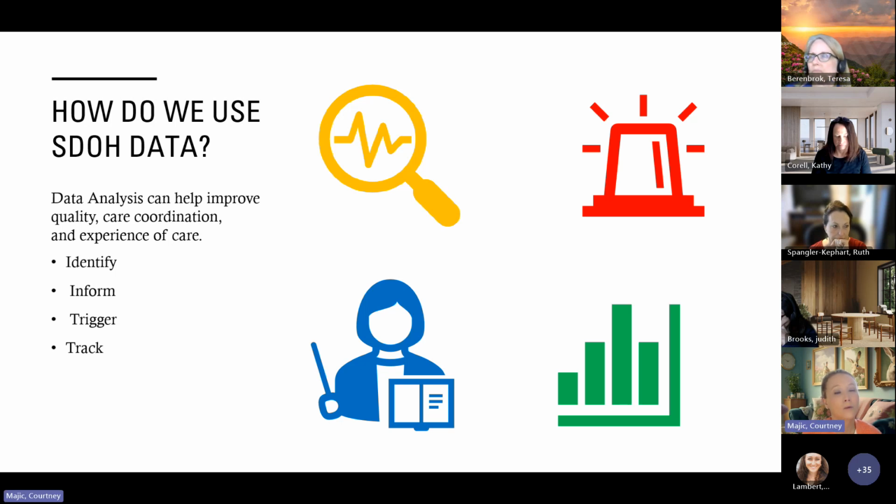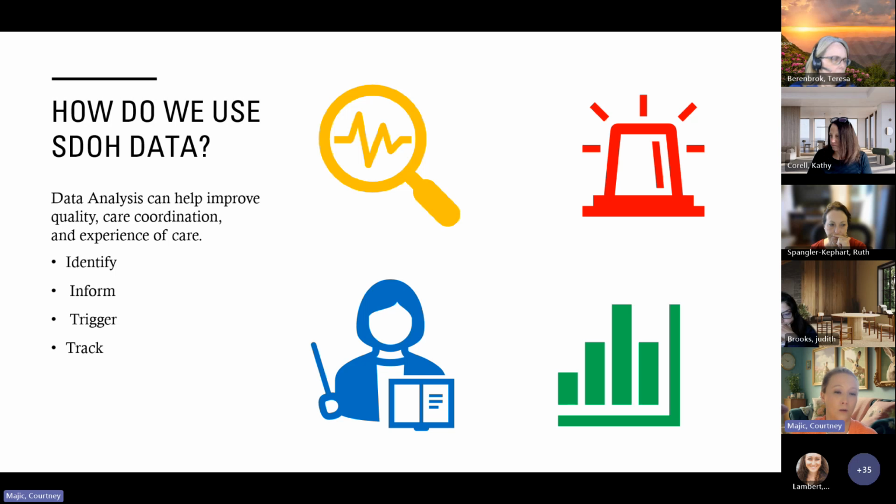Now, how do we use this data? We've talked about what the social determinants of health are, who can collect them, what the negative impacts are, and how we can help support the importance to providers and caregivers of screening and documenting these. Once we have all of that covered and we're starting to get the data, we can use that to improve the quality of care, to coordinate better care, and the experience of overall care.